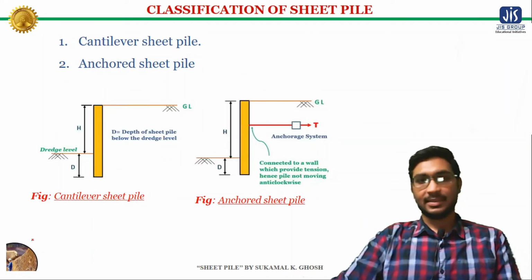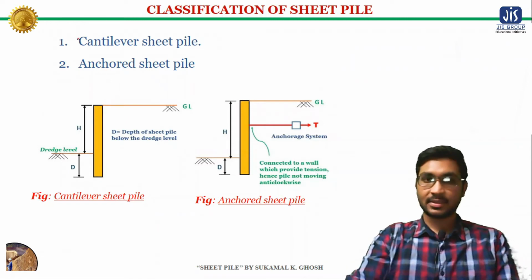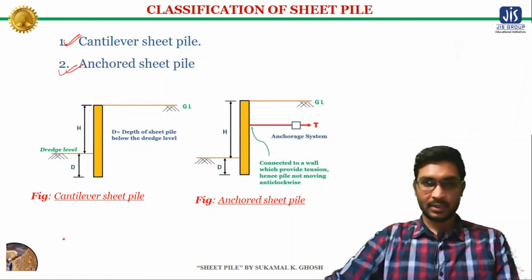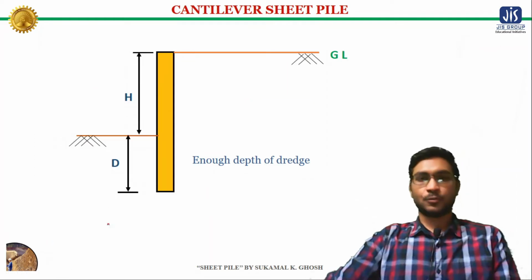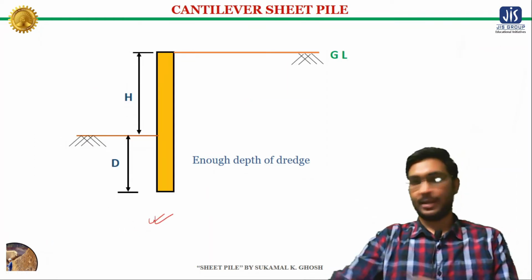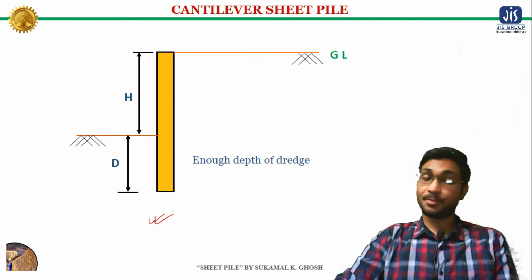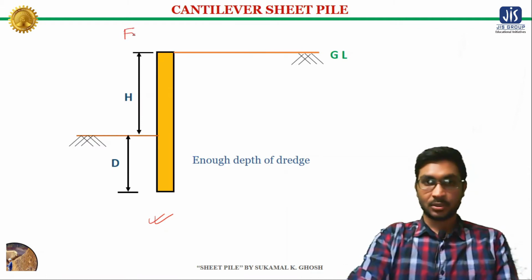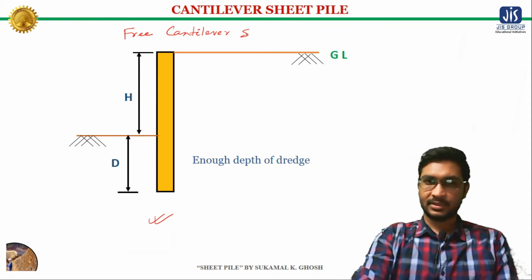Now, basically there are two types of sheet pile. The one is cantilever sheet pile and the other one is anchored sheet pile. So this is a cantilever sheet pile. The cantilever sheet piles are also known as free cantilever sheet piles.